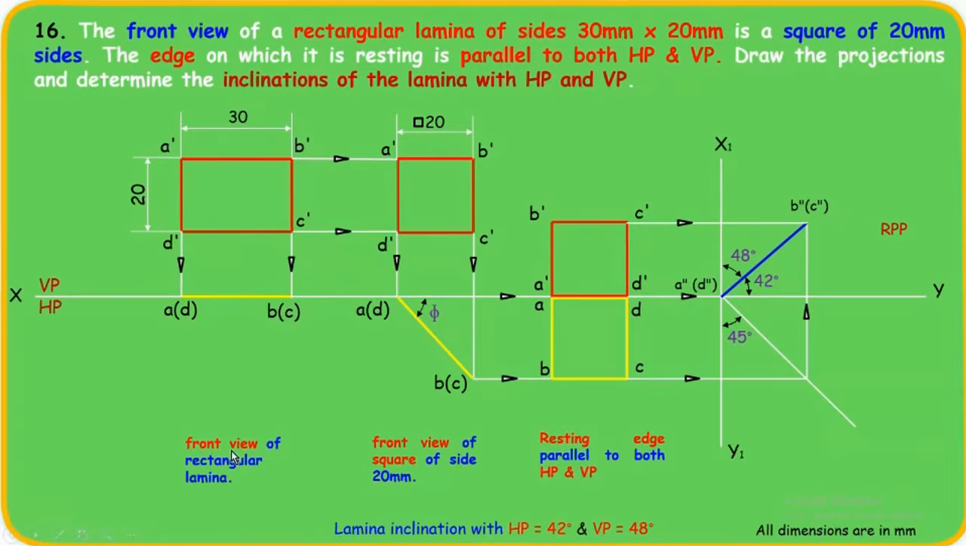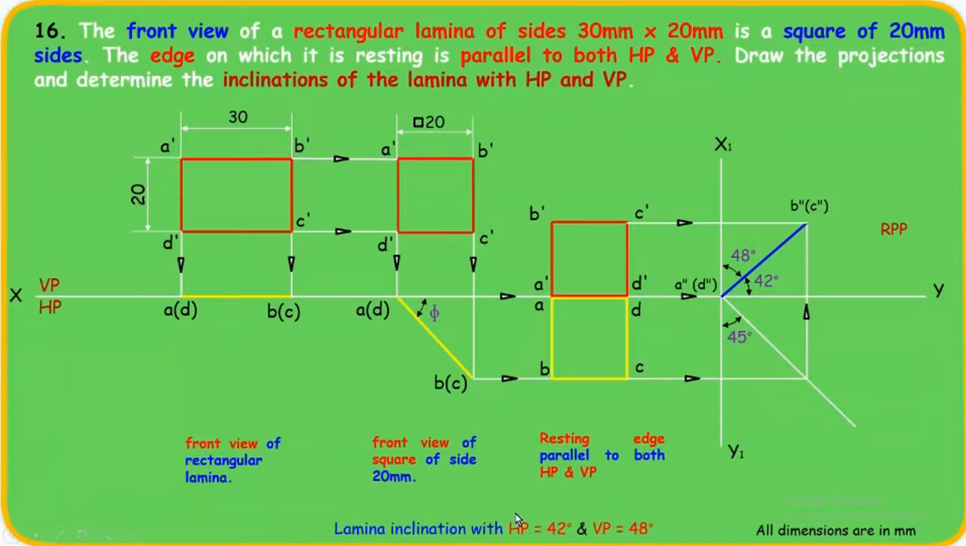So this is the first step, front view of a rectangular lamina, 30 into 20. You have to draw the front view and you have to draw the top view. Then you have to rotate it. Front view of a square. Front view is a square of side 20 mm. Okay. Then resting edge, that is resting edge, parallel to both horizontal plane and vertical plane. And lastly, you have to draw the side view to get the angles. So this is the solution. Okay.